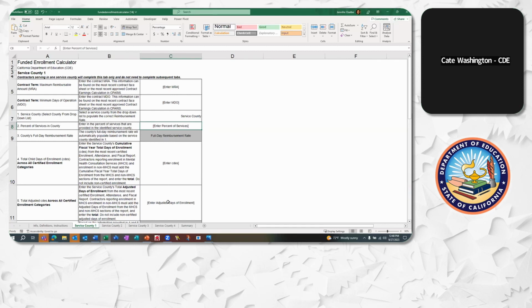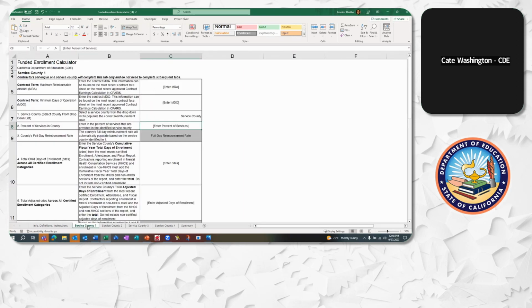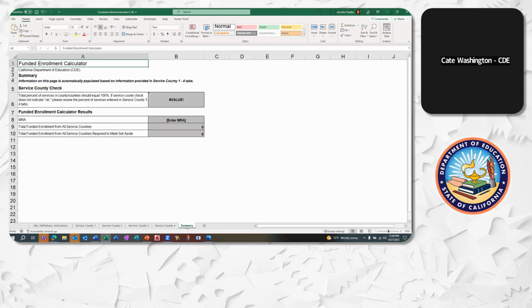The Summary tab will automatically populate as the service county tabs are completed. Using the example of an agency with 2 service counties, they would complete the Service County 1 and Service County 2 tabs, which would calculate funded enrollment at the county level. The Summary tab would reflect the total of both service counties at the contract level. If you are an agency that serves in only 1 service county, you do not need to complete any tabs other than the Service County 1 tab.